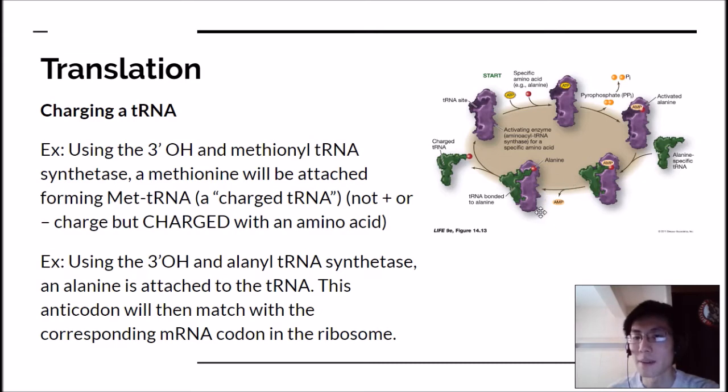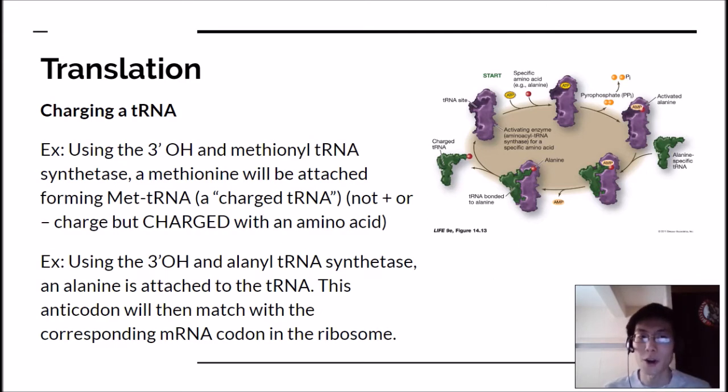The AMP leaves, so you have this kind of tRNA bond formation. So you have this bond formation of that tRNA molecule, this green molecule that comes in to the amino acid that's within the tRNA synthetase, and you ultimately have a charged tRNA. So again, there are specific tRNA synthetases and specific tRNAs. And for example, you can use the OH of the 3' end, and maybe you use an alanyl tRNA synthetase, and then you attach an alanine to that tRNA, and now that tRNA is charged with alanine.